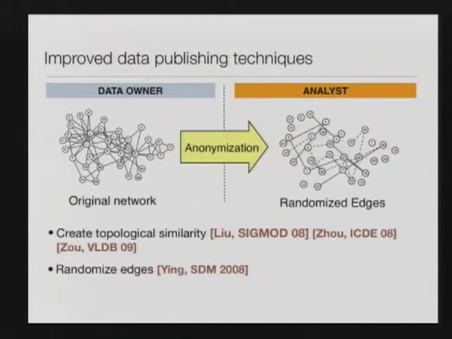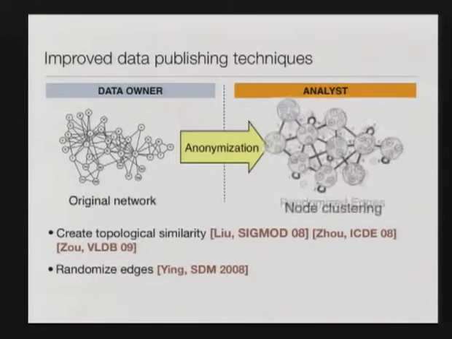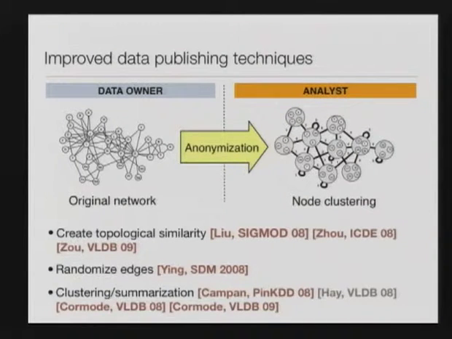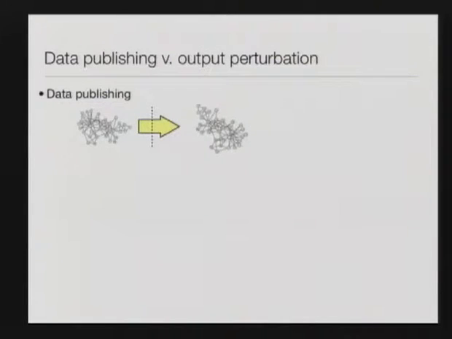Other people have tried randomizing edges in the graph. Other people, including us actually, have tried clustering the nodes in a graph and then reporting statistics about those clusters, then allowing an analyst to sample from that graph-like object and analyze the samples. So actually a few other authors have also considered clustering and summarization methods. So I'm not going to talk about those techniques in detail. They're all instances of what I call data publishing. So we've got the original network on one side of the line, and we publish a graph or a graph-like object that's distorted in some way for privacy.